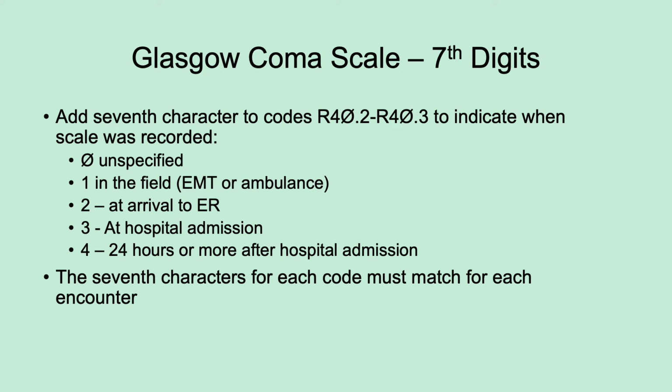So remember, in order to report the coma scale, you need codes from 3 categories: R40.21 for eyes, R40.22 for verbal, and R40.23 for motor. The 6th digit documents the level for the scale: score 1, 2, etc. In addition to that, you need to add a 7th digit to indicate where the scale was recorded.